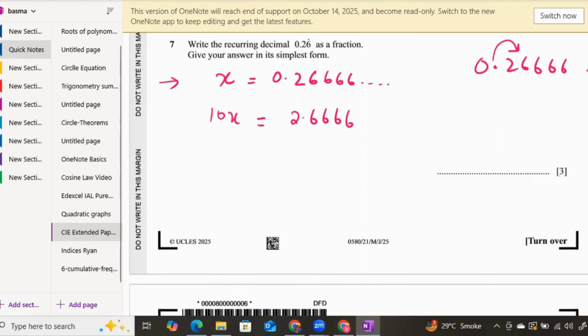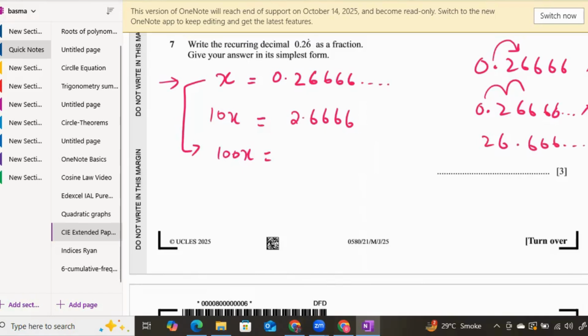So I will now times it by 100. First you times it by 10, then 100, then 1000, then 10,000. Okay. Now times x by 100. So 100x will be equal to, okay, if you multiply some number by 100, now you have two zeros in 100, it means you will be moving the point 2 units to the right. Okay. So that becomes 26.666 and so on. So 100x will be 26.666 and so on.